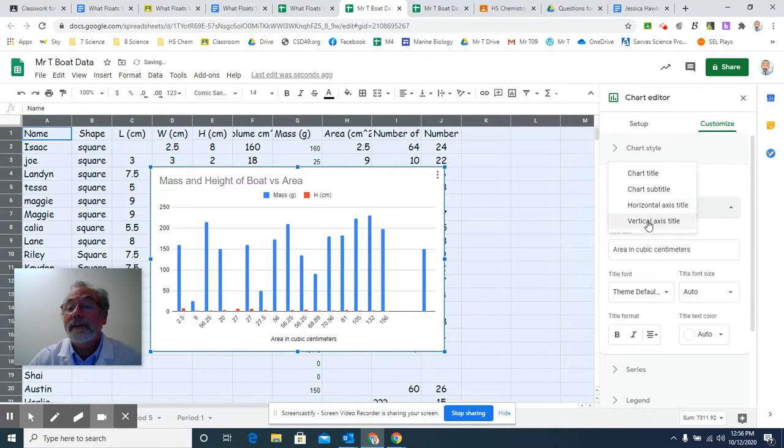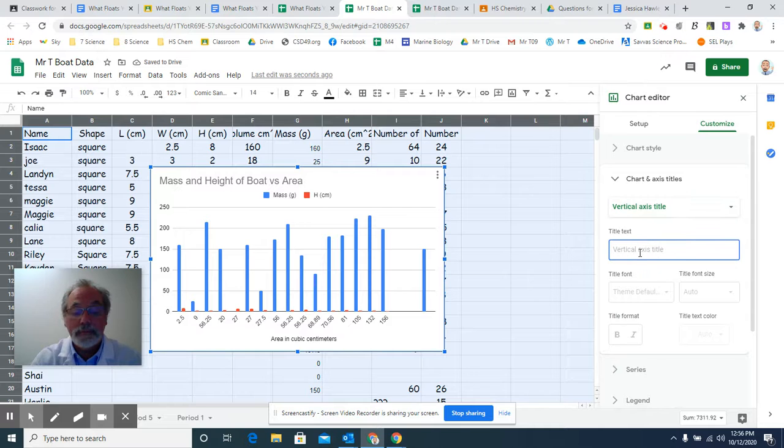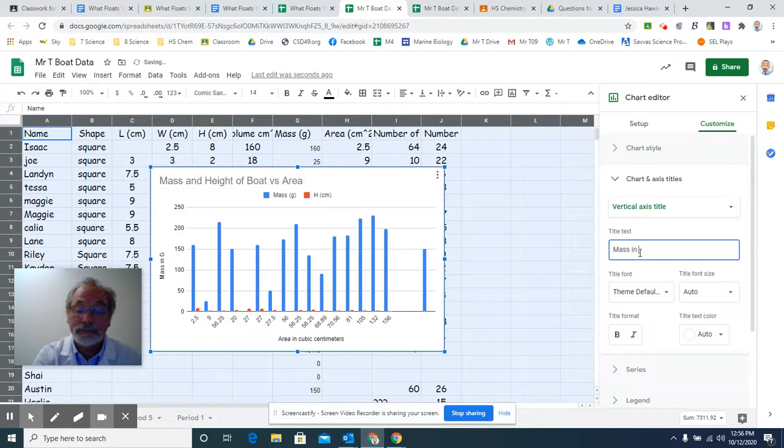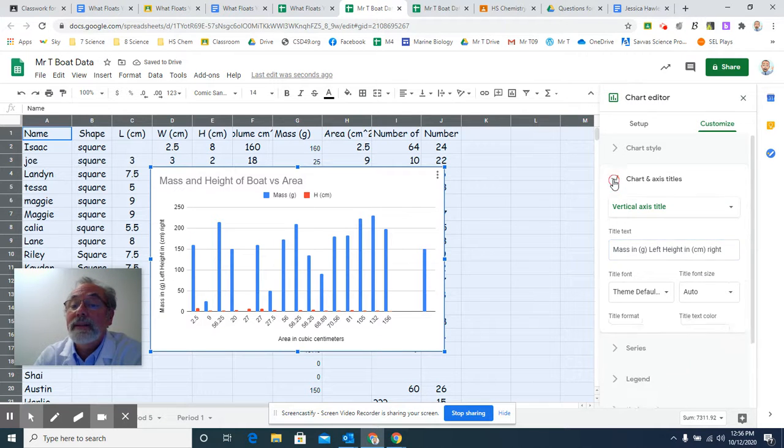I want the vertical axis to be mass in grams. So this is mass in grams on the left, height in centimeters on the right. Now we're going to go and insert those. Now we've got it titled.